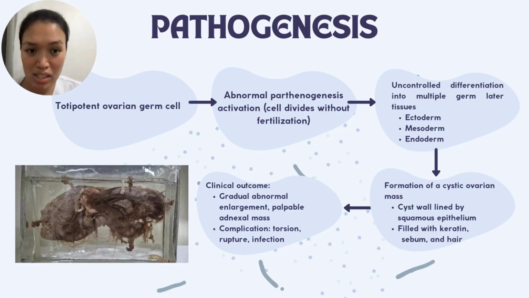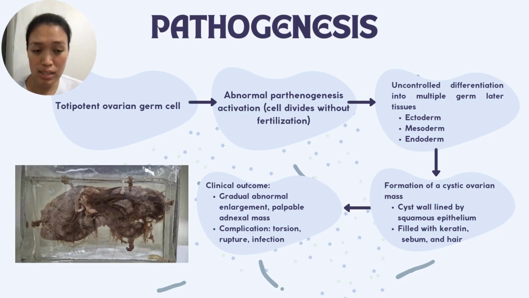So in pathogenesis, the origin is a germ cell in the ovary. It is called totipotent, meaning it has the potential to become any type of tissue. Normally, an egg needs to be fertilized to divide. In this case, the germ cell divides spontaneously without fertilization, and this abnormal activation is called parthenogenesis. So once activated, the germ cell doesn't stop and it starts forming tissues from all three embryonic germ layers, such as ectoderm, mesoderm, and endoderm.